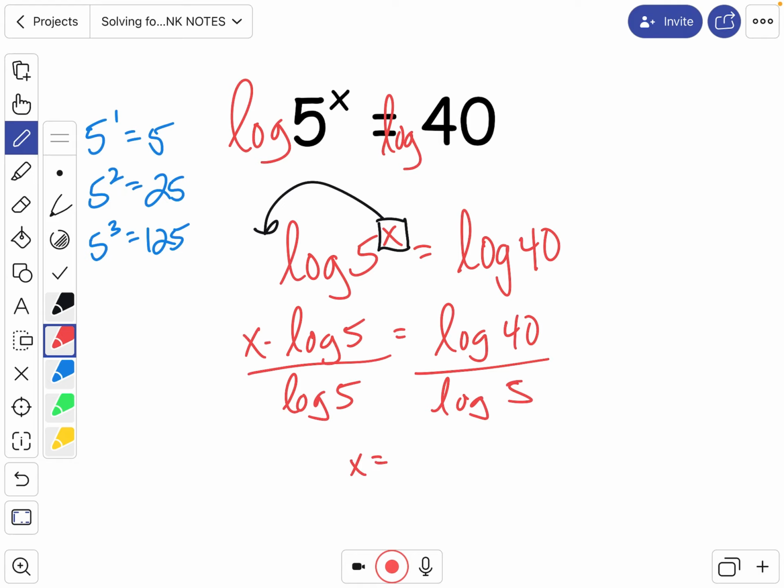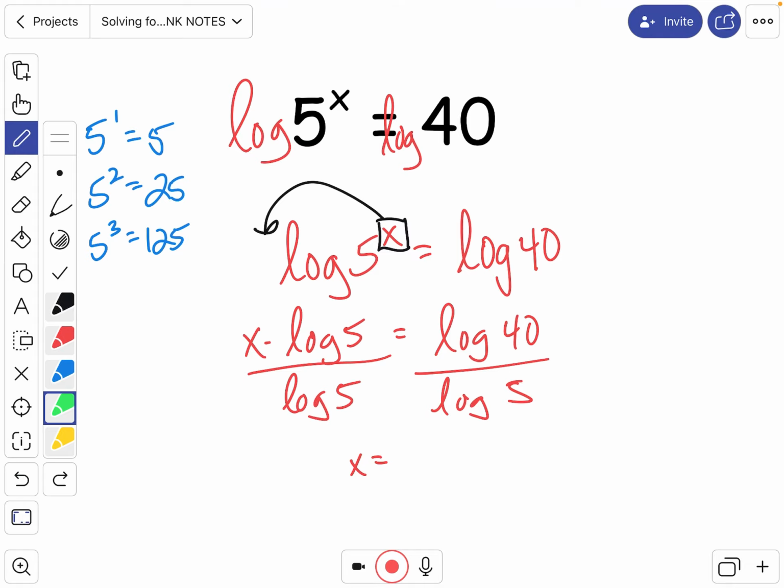Now, it's tempting to want to cancel out the logs, but you cannot do that. Log is an operator. It's like saying canceling out multiplying on top and bottom. You don't do that. So log is just a button on your calculator.